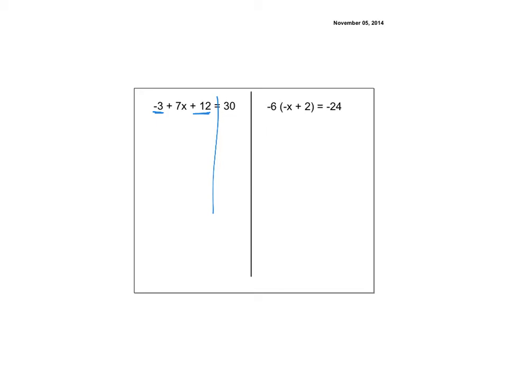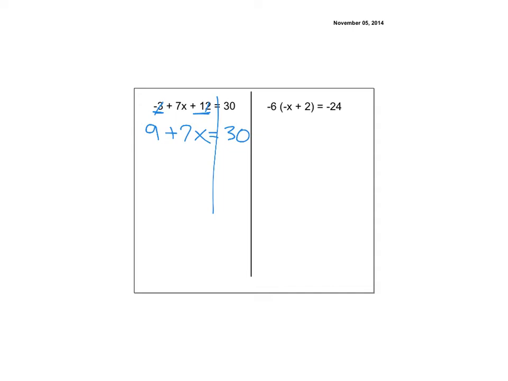I'm not switching any signs around. I'm just going to combine them together. So 12 and negative 3, or 12 minus 3, will give us 9. Right? And then I'm just going to carry down what we haven't used yet. So plus 7x equals 30. Now I make that a plus 7x because it's still a positive 7x. If it were negative, there'd be a minus sign there.